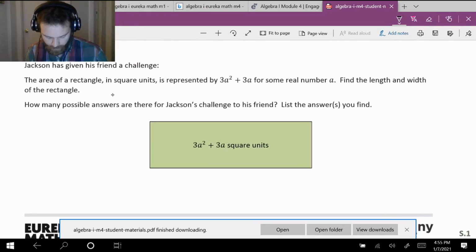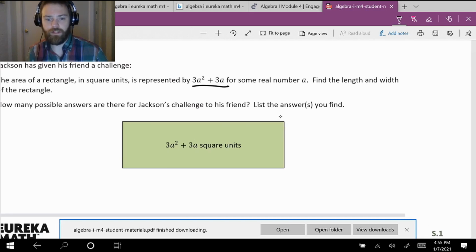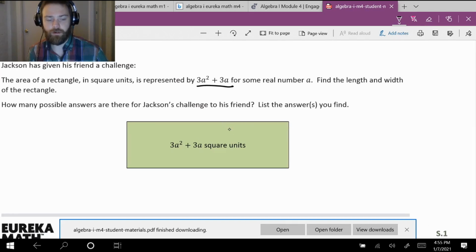Well, down here, the area of a rectangle in square units is represented by 3a squared plus 3a for some real number a. So find the length and width of the rectangle. How many possible answers are there for Jack's challenge to his friend? List the answers you find. So there's a few possibilities, but this is where we decide what the GCF is. If you think about it, that a has been distributed to both terms. Just like up here, right?